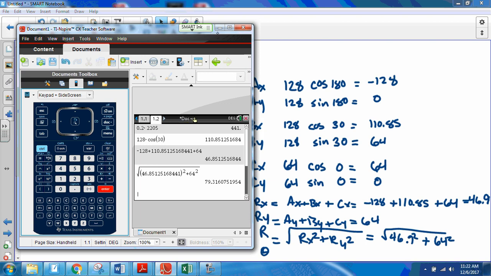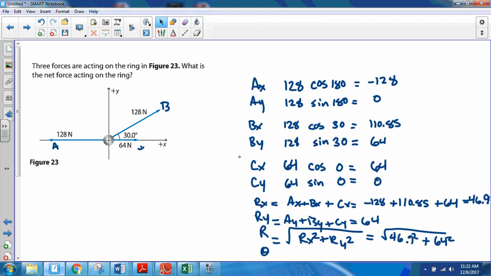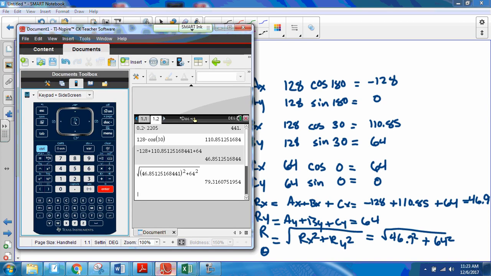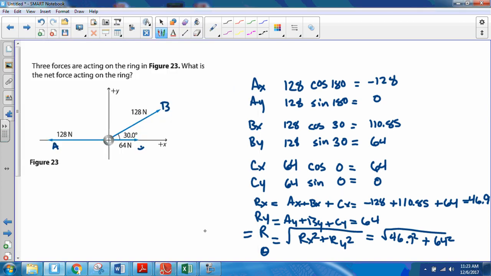Yep. Very good. All right, how many sig figs did we have? Because this is actually an answer, so I have to round it correctly. Yep, we had 2 sig figs with that 64, right? So that's going to round to 79. We got 79, what unit? Newtons, because all of these are in newtons, right?